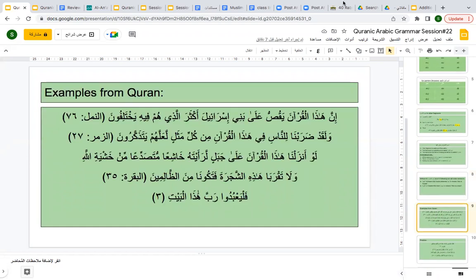So let's see some examples from the Quran. Do you see, in the first verse from Surah An-Naml, any ismul ishara and mushar ilayhi?